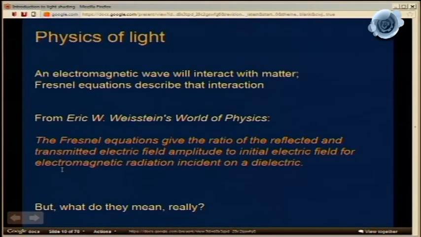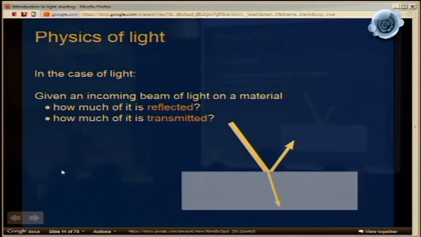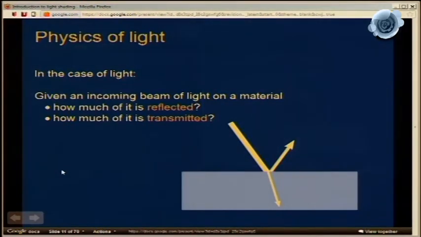But anyway, what does it mean for us? It means that you have a material and a beam of light. This beam of light is going to interact with the matter. A part of it is going to be reflected, a part of it is going to be transmitted. And the Fresnel equations are going to tell us how much. And this is what is interesting to us.